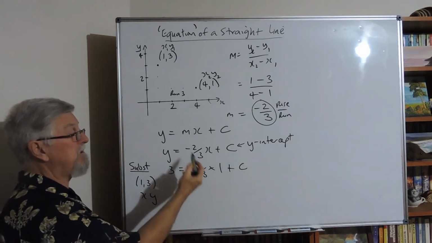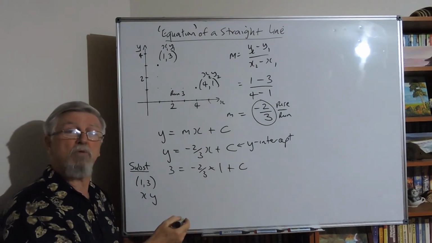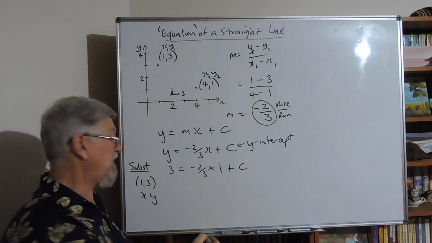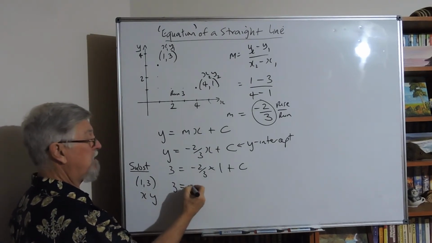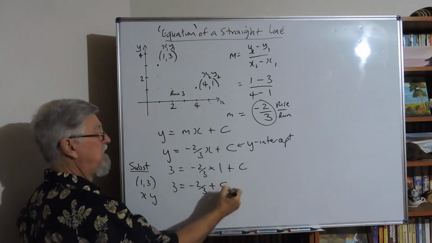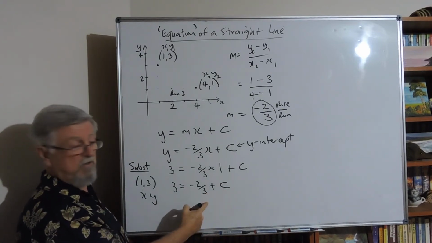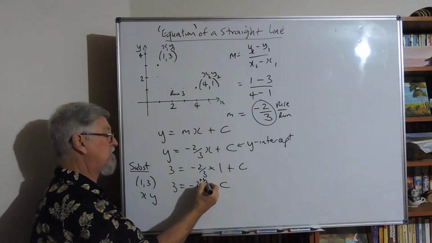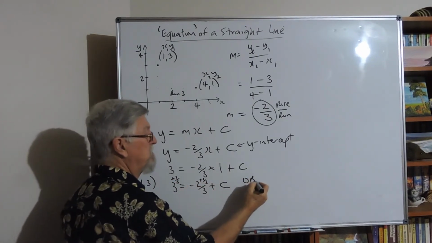I deliberately made it fairly horrible numbers because it's not always that obvious what the numbers are, and it's fairly common what you can do in exams and tests. So now I've got 3 equals -2/3 plus c. I want the c by itself. How do I get rid of -2/3? If I add +2/3 to this side, add +2/3 to that side, that's what I call opposites to both sides.